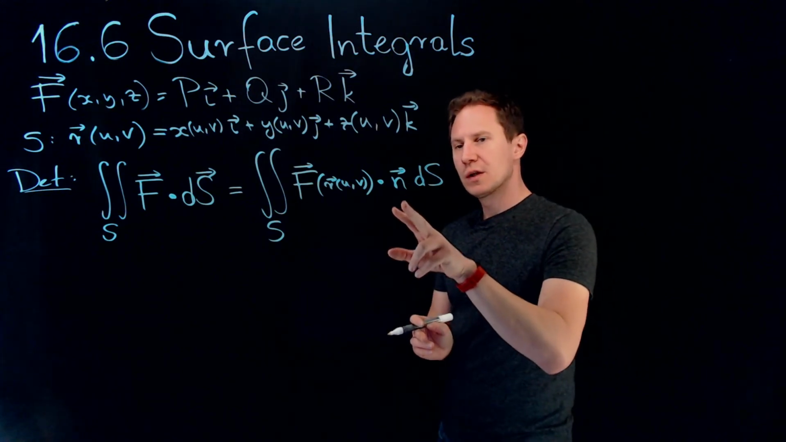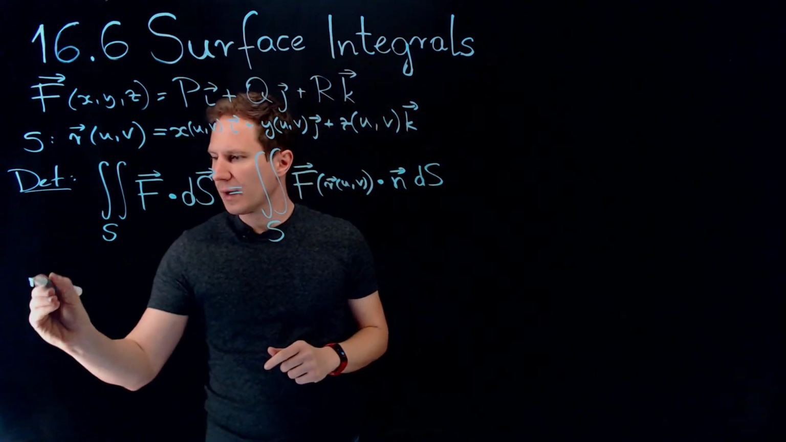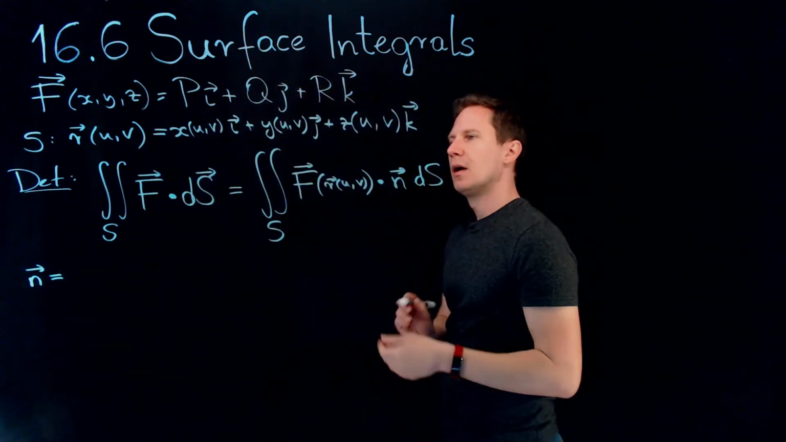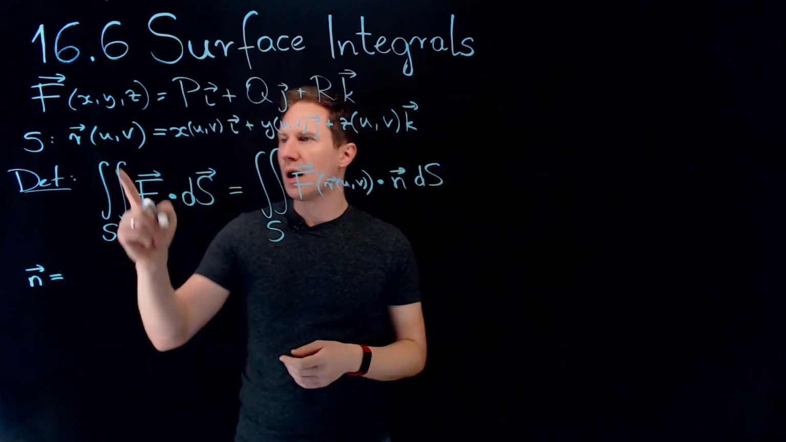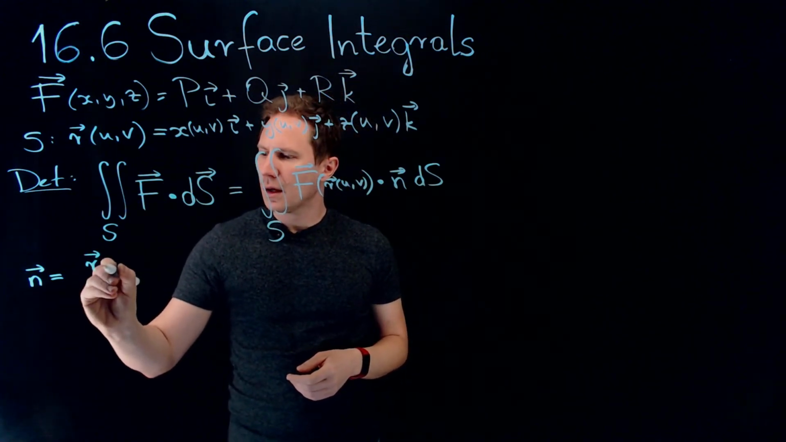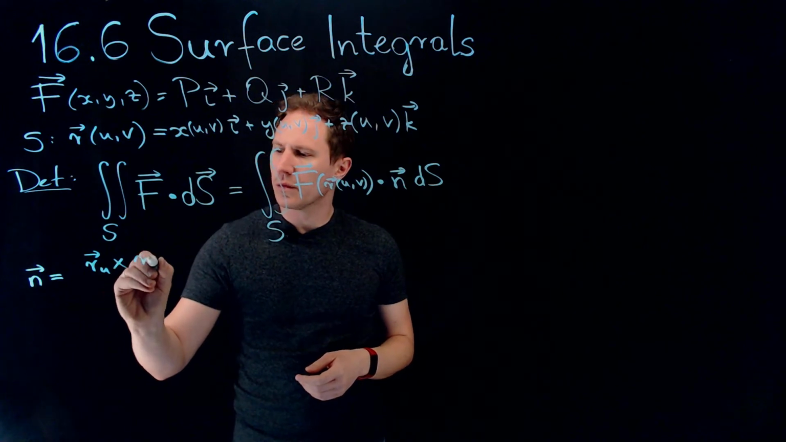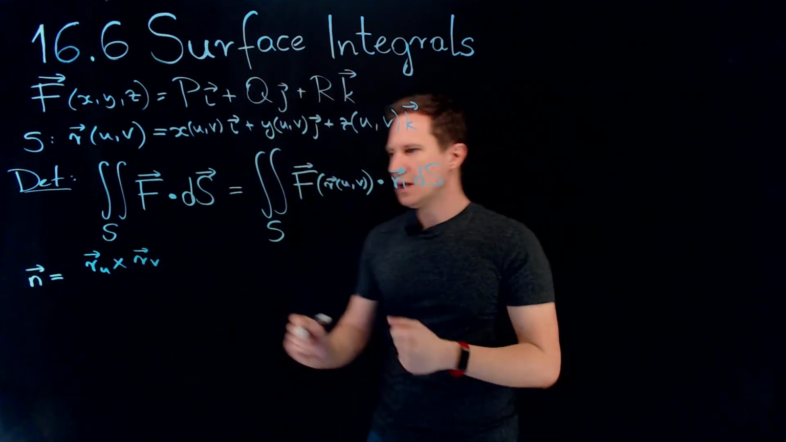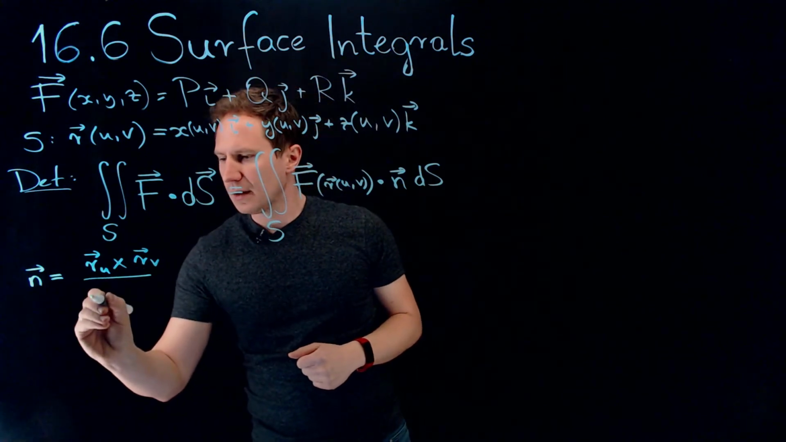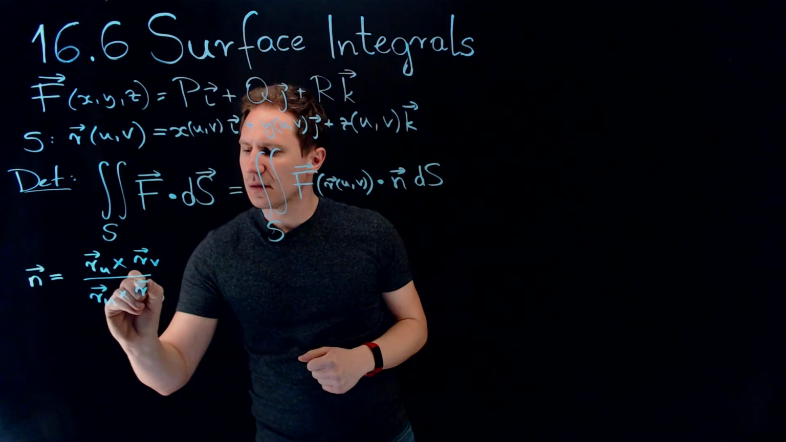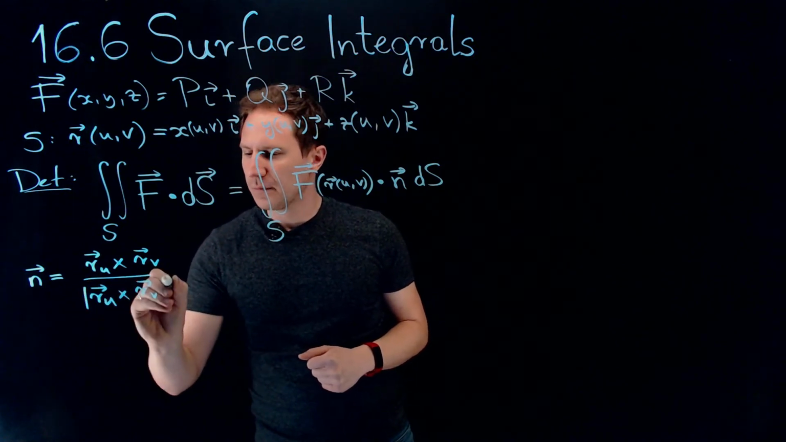So of course we have to say what this normal vector is, and we can compute it once we have the vector function r of u and v. It is going to be the cross product of the partial derivatives of r, r_u and r_v, divided by its length. So it is a unit normal vector.